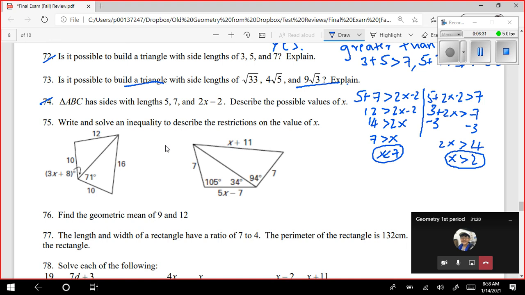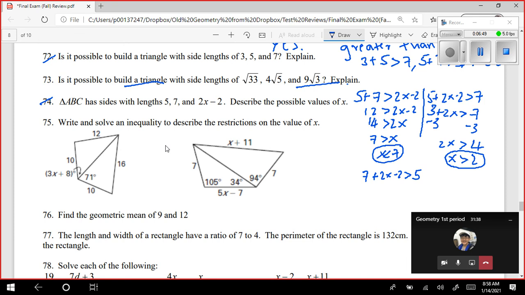Okay, let's see the other possibility. We took 5 plus 7, we took 5 plus 2x minus 2. And the other possibility is 7 plus 2x minus 2. So you have 7 plus 2x minus 2 is greater than 5.